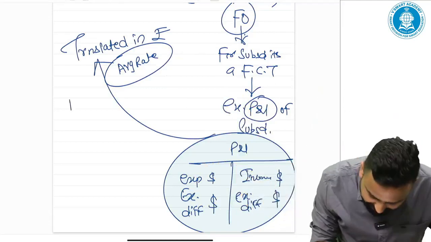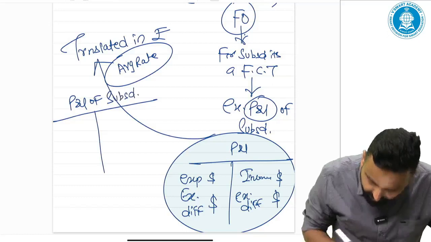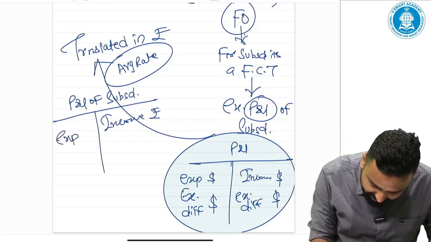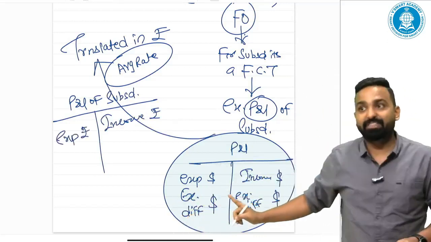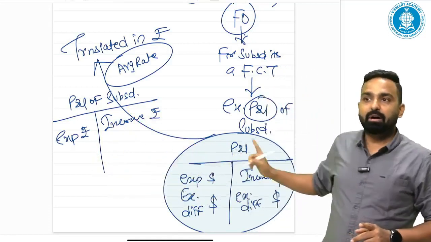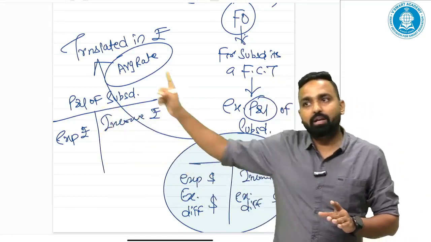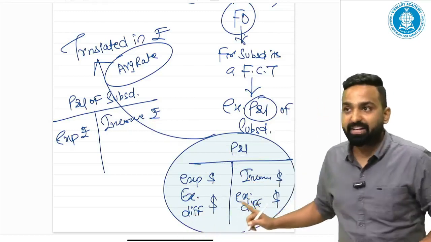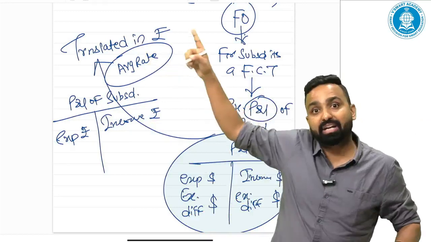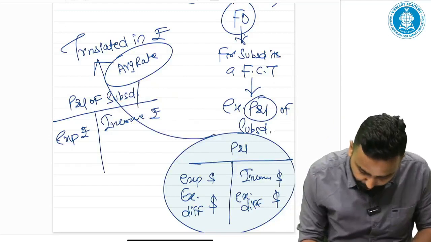Now the same P&L of the subsidiary: income will be translated in rupee, expenses translated in rupee, even the exchange difference will be translated in rupee. But the exception is that the income is retained in the P&L only, and the expense is retained in the P&L only. The exchange difference which is appearing in the P&L of the foreign operation, after getting translated, is not to be shown in the P&L of the subsidiary or the P&L of the group.